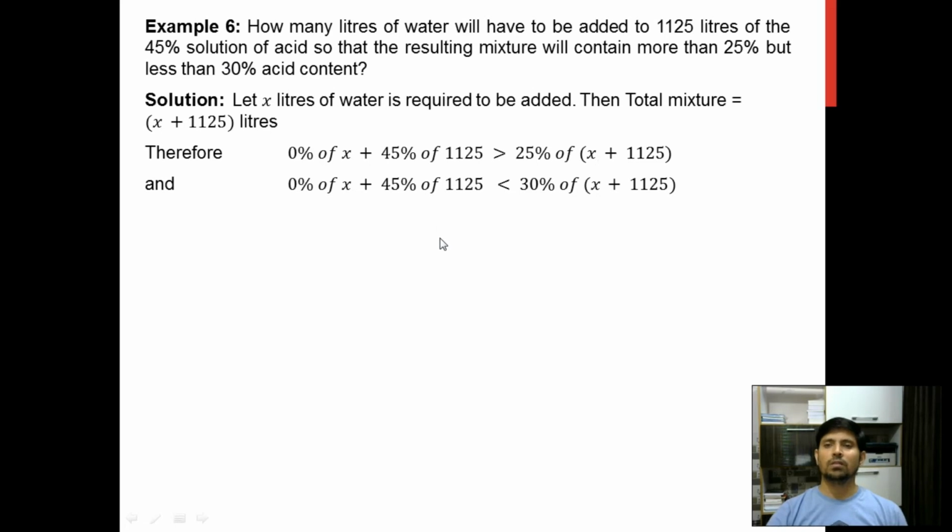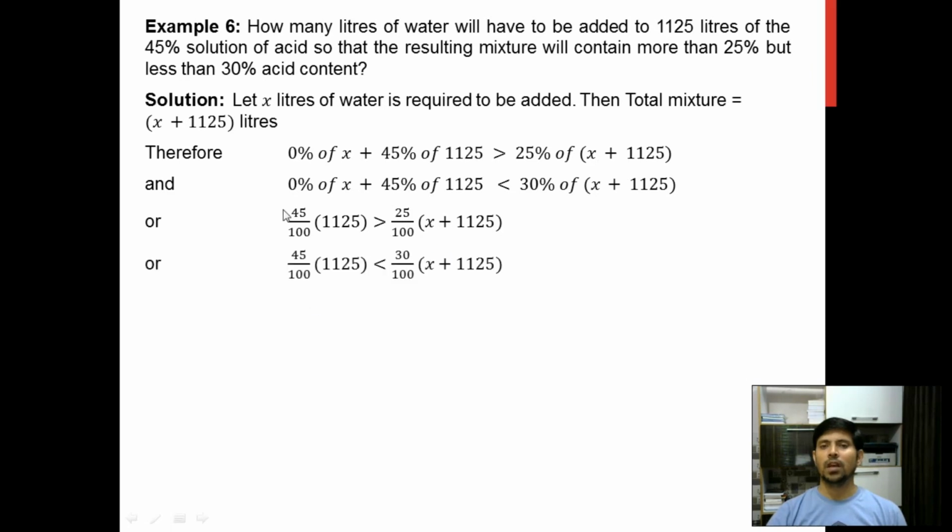Again we will follow the same procedure. Solve the first one. This is 45 upon 100 into 1125. This is greater than 25 upon 100 into x plus 1125. We can multiply both sides by 100. And we got the same here. For the second one, we got the same relation. Now on multiplying 45 by 1125, we got 50625, this is greater than, by multiplying 25 with the first equation, 25 of x plus 28125.